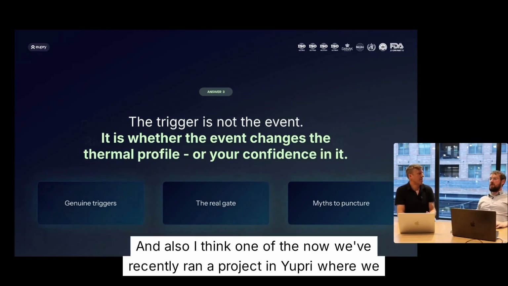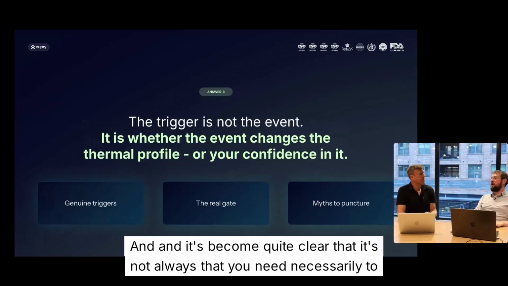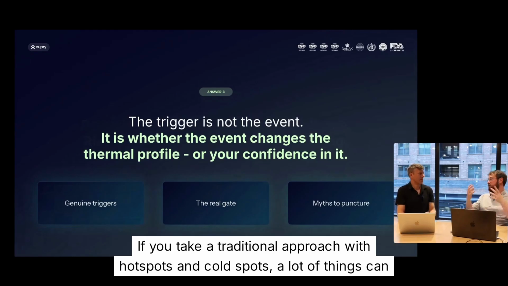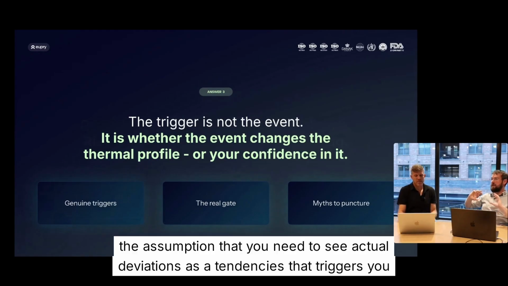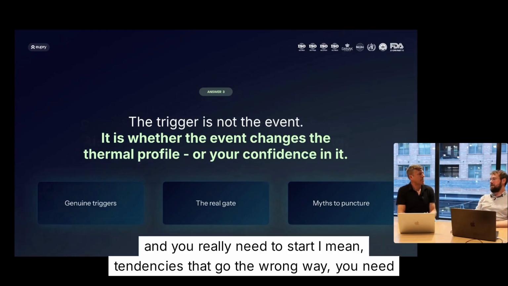Yes, and I think we've recently run a project in Eupry where we looked at large data sets for warehouses and fridges and such, and it's become quite clear that you don't always necessarily need to trigger alarms before knowing that something is wrong. If you take a traditional approach with hotspots and cold spots, a lot of things can happen. We've done some quite nice tests looking at different units over time, and the assumption that you need to see actual deviations to trigger a remapping is actually wrong. You need to act on tendencies that go the wrong way.